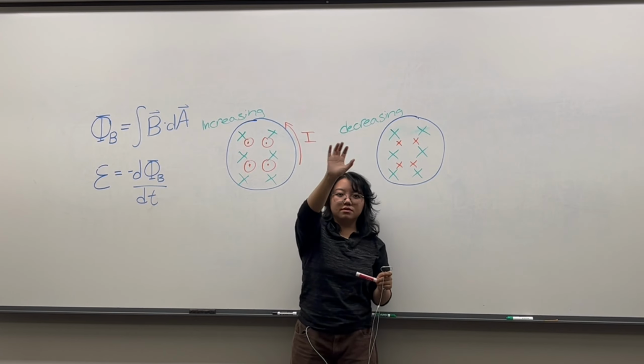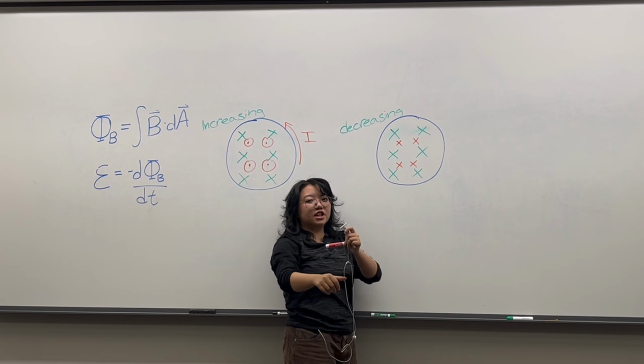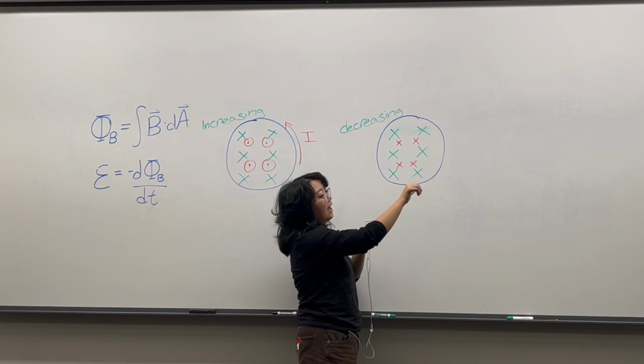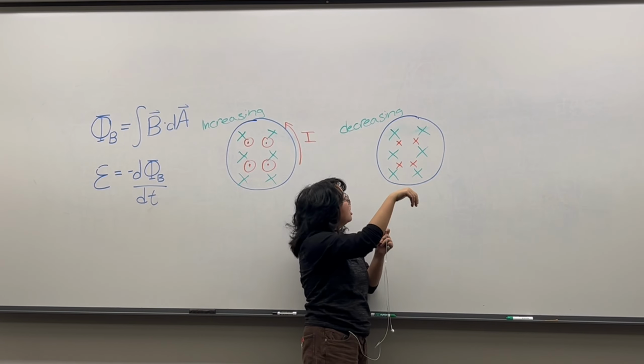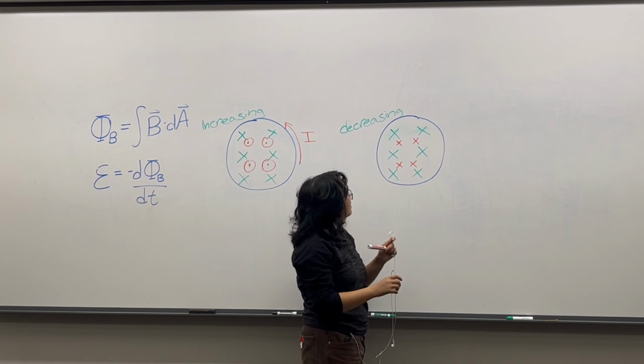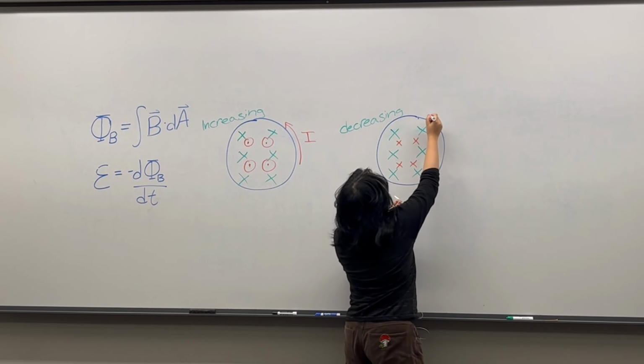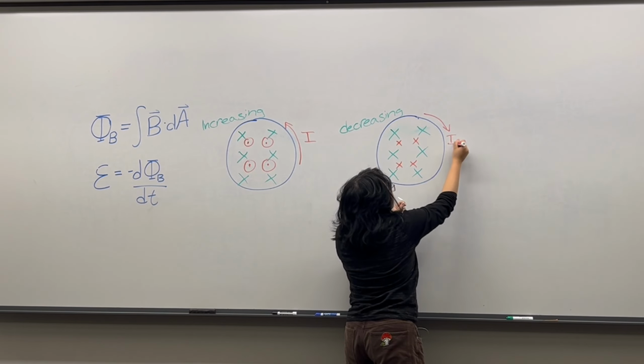Once again, we'll use our right hand. Take our thumb and point it in the direction of the induced magnetic field, and then our fingers point in the direction of the current that induces that magnetic field. In this case, the current is going clockwise. So our current is going this way.